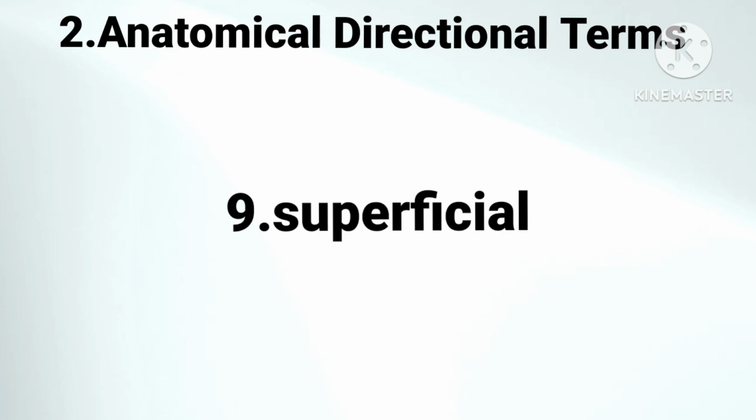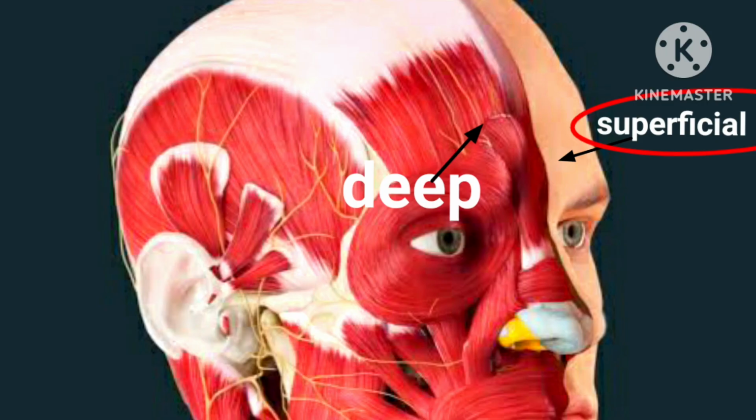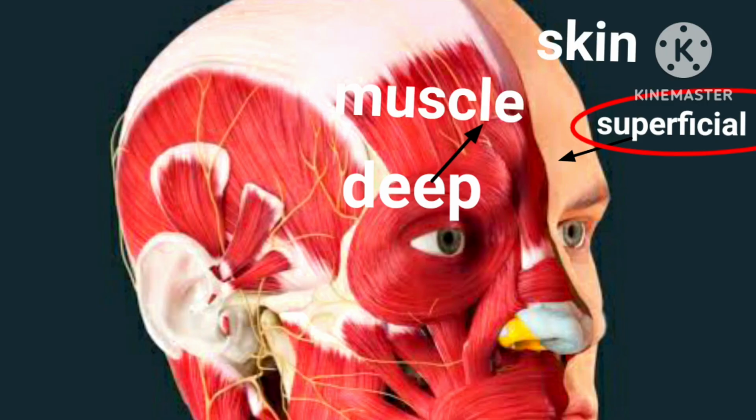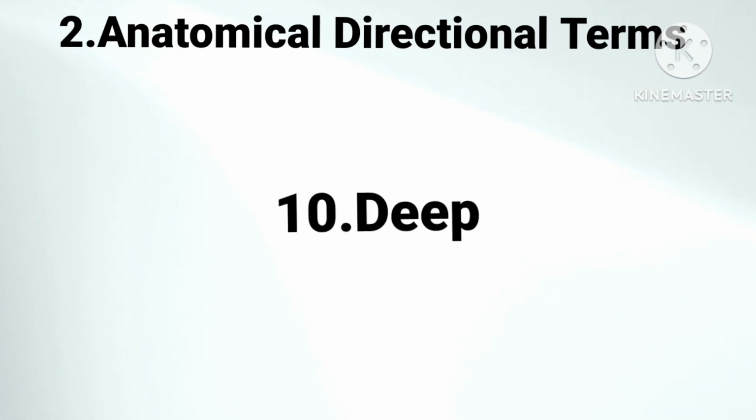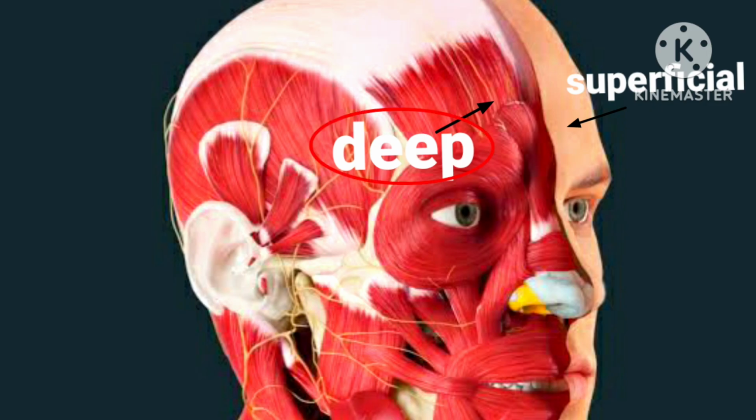Superficial. Superficial means on the surface. For instance, skin is superficial to muscle underneath it. Deep. Deep means inside the structure. Also the direct opposite of superficial. So we can say your muscle is located deep to your skin.